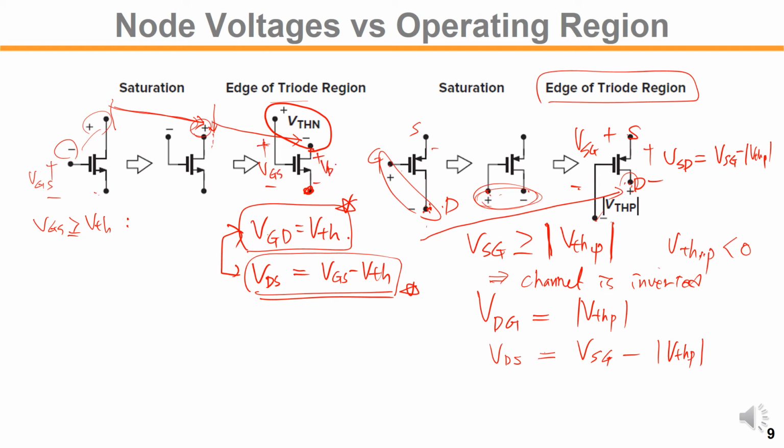Between drain and source, VDS is equal to VGS minus VTH. So if the gate and drain voltage difference is like this, VTHN, then you are seeing this terminal voltage relationship.